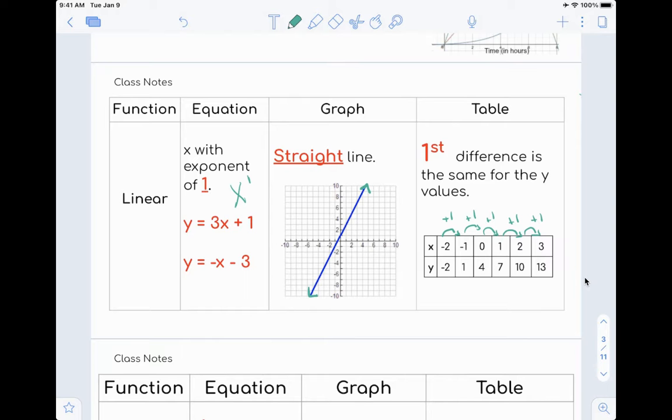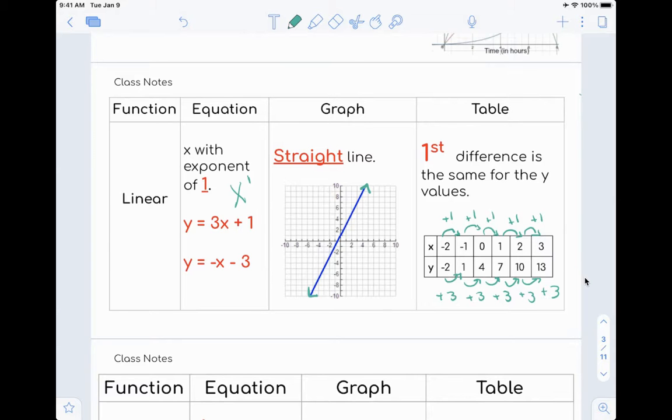In the y values, from -2 to 1, I'm increasing by 3. From 1 to 4, plus 3. From 4 to 7, plus 3. From 7 to 10, plus 3. And from 10 to 13, plus 3. So when I look at the finite differences in the y values, it's the same value. So I know it is a linear function because there is a constant rate of change.